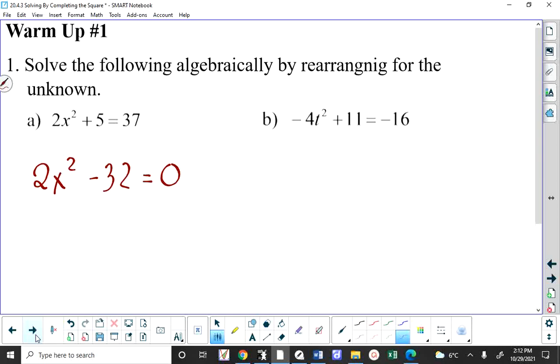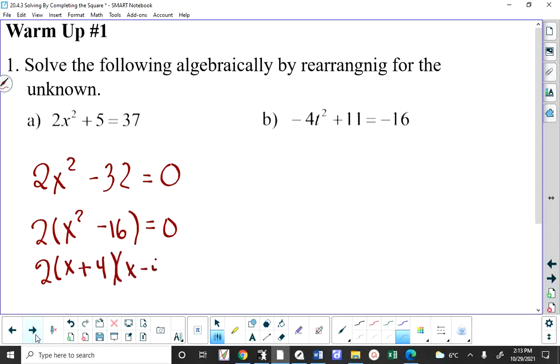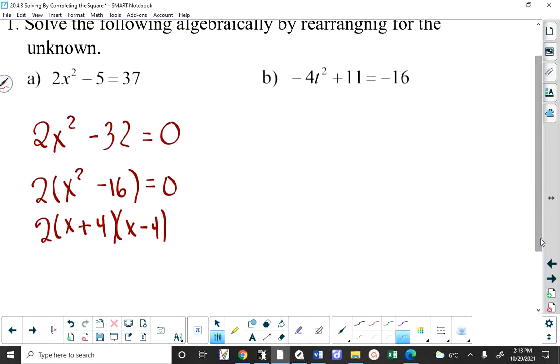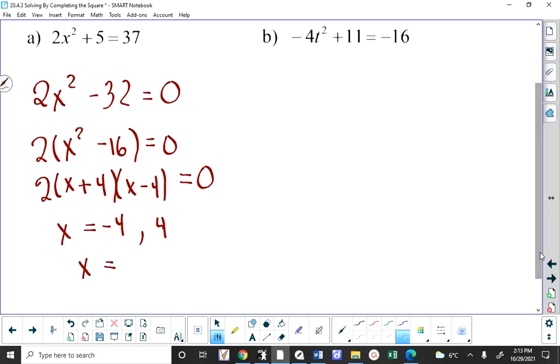We have a common factor of 2. We can factor that out and have left x squared minus 16. Speaking of differences of squares, we can factor that into x plus 4, x minus 4. This is really just a warm-up of old material. And this is equal to 0. Don't forget your equals 0. That means that x equals negative 4 and x equals positive 4, which we could write as x equals plus or minus 4. Right?